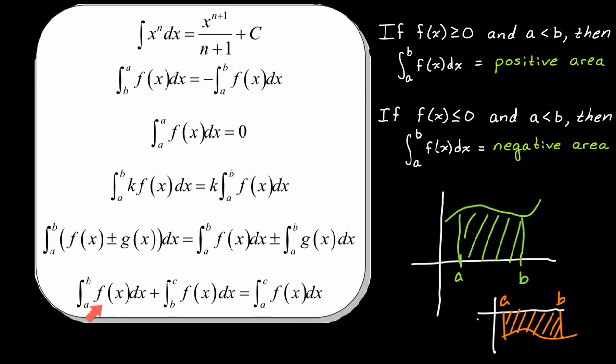And then this one says that if you take the integral from a to b, let's say we have this one over here and we extended this to c. So on this, if you took the integral from a to b, which would be this area here, plus the integral from b to c, which would be this area, that would equal the integral from a to c, which would be the total area. That's what this last property is saying here.